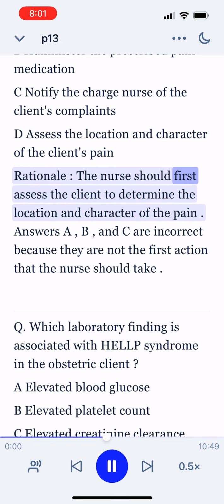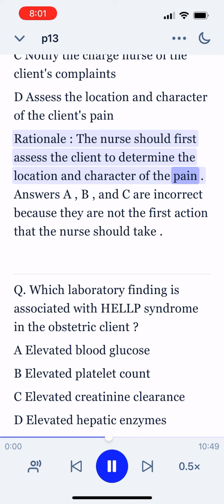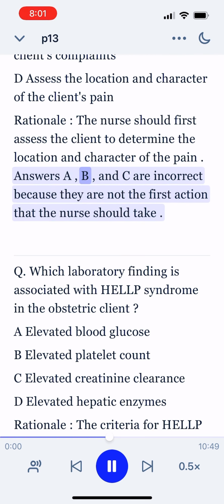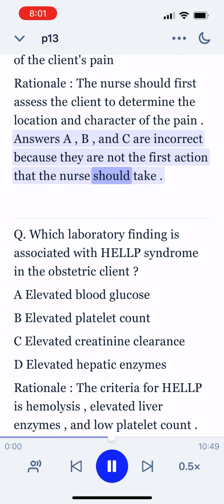Rationale. The nurse should first assess the client to determine the location and character of the pain. Answers A, B, and C are incorrect because they are not the first action that the nurse should take.